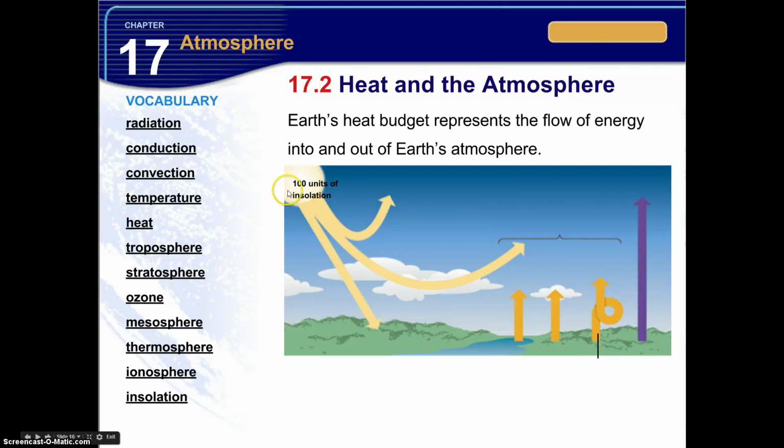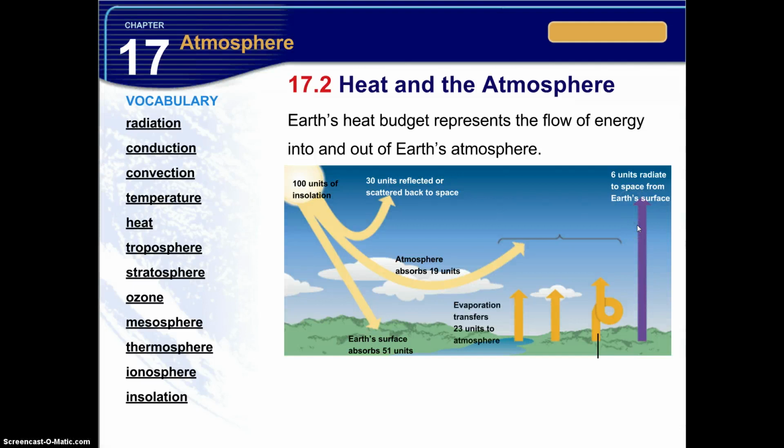So if we have 100 units of insolation, which is the radiation from the sun, entering Earth's atmosphere, 30 units would reflect or scatter back into space. 19 units would be absorbed by the atmosphere, and 51 units would be absorbed by Earth's surface. Now 6 units radiate directly from the surface back into space.